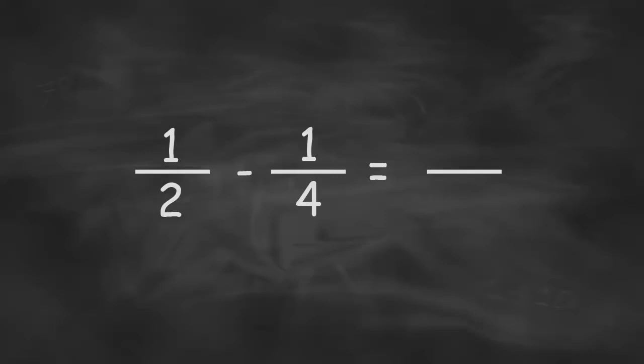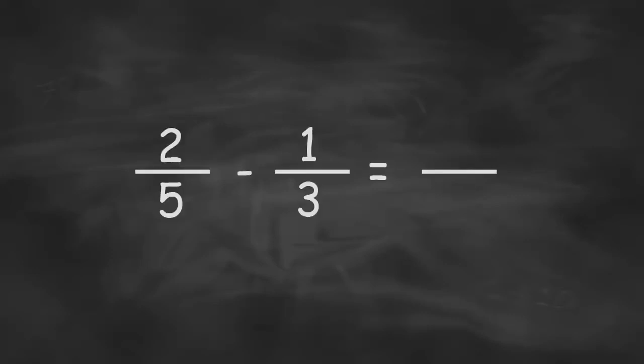So in this example, we're going to take our 1/2 and multiply the top and bottom by 2. So we're going to get 2 on the top and 4 on the bottom. So we took 1/2 and now turned it into 2 quarters. Now we have 2 quarters minus 1/4. Since those are the same denominator, we can just subtract 2 from 1, leaving us with 1/4.